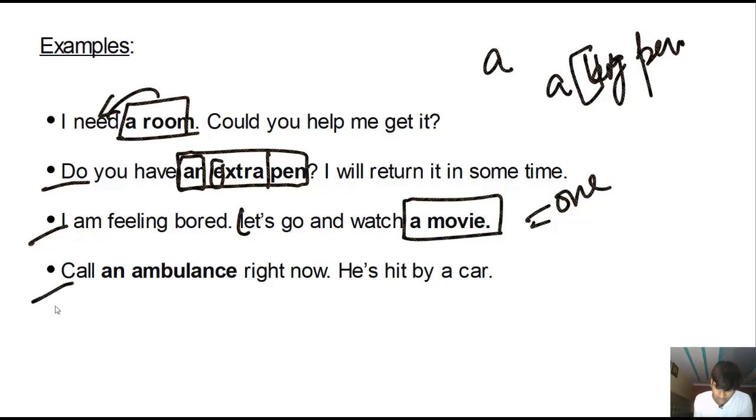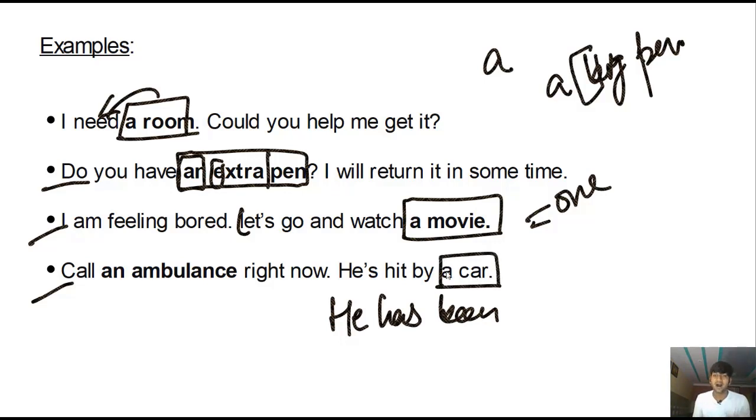Call an ambulance right now. He is hit by a car. All right, call an ambulance right now. He is hit by a car, or he has been hit by a car. Okay, so a car, any car which is one in number, and we're following the sound of the first letter, which is C. Ka is not a vowel. All right, this is how we use indefinite articles a, an.